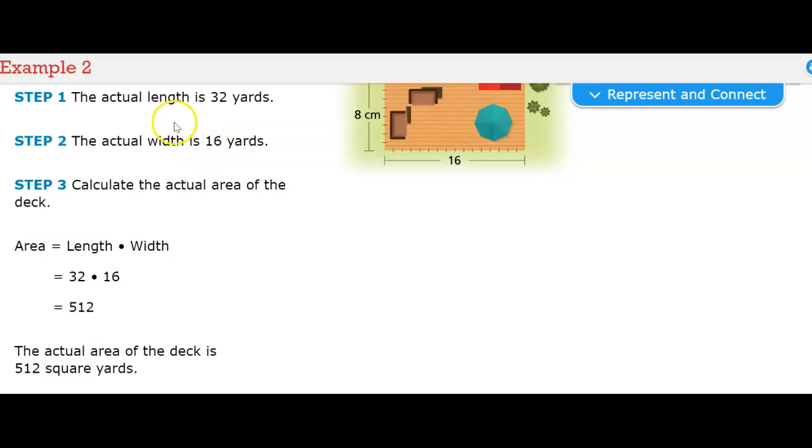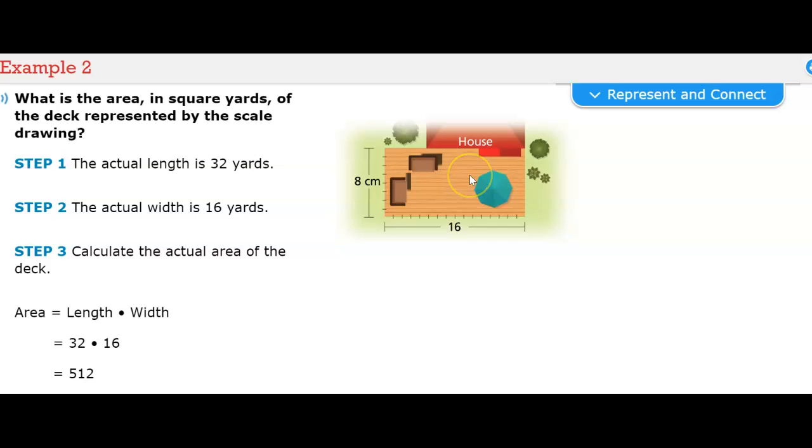And step 3 is to find the area. 32 times 16 is equal to 512 square yards. So now we know the area of the actual deck in the backyard.